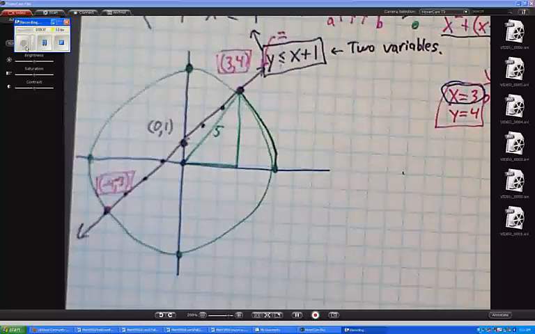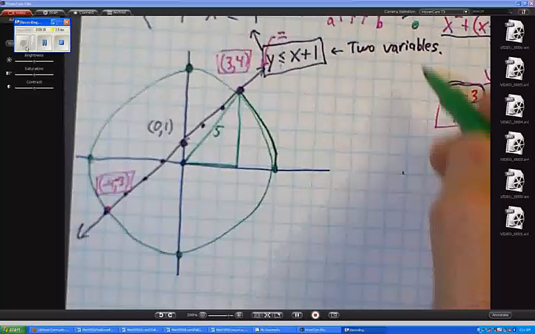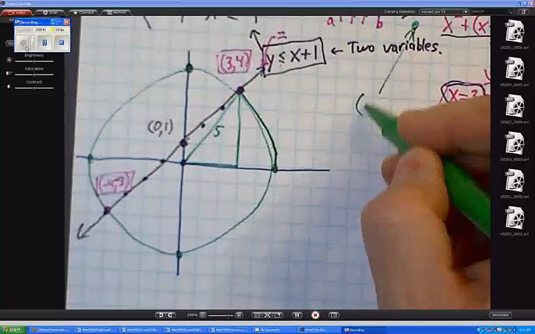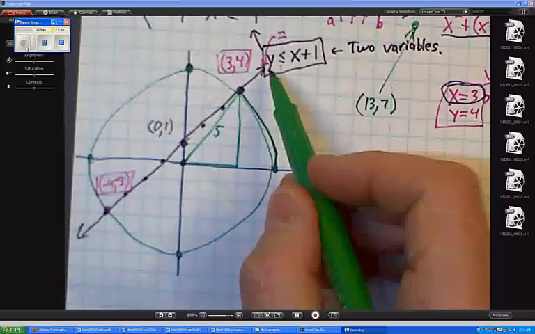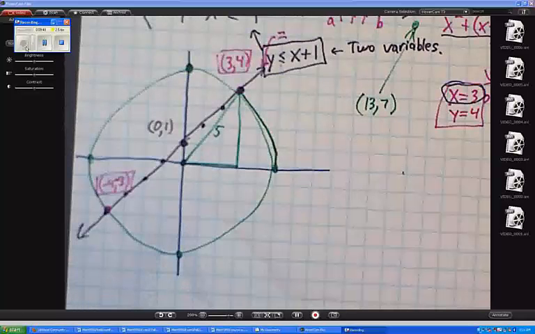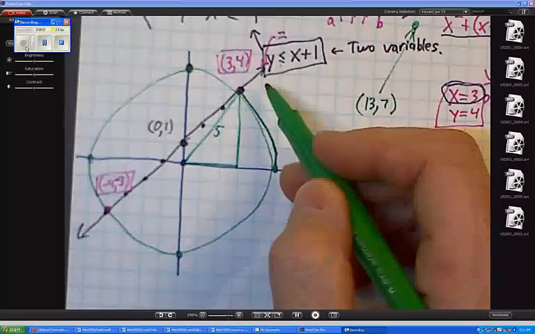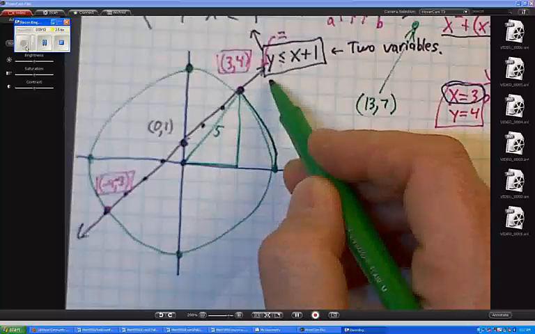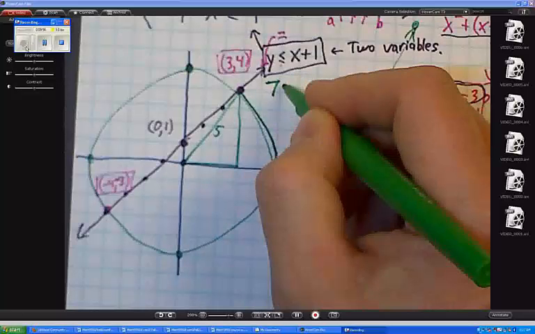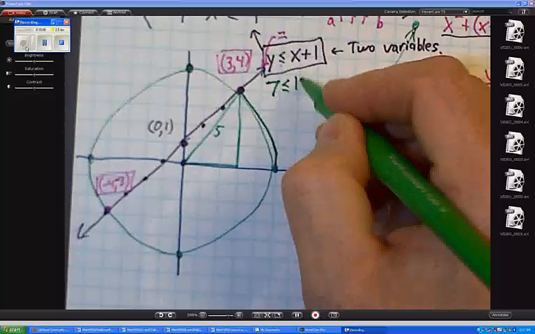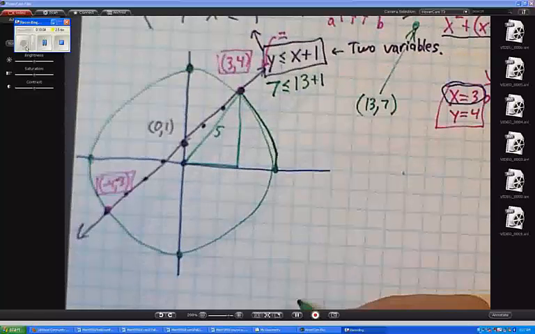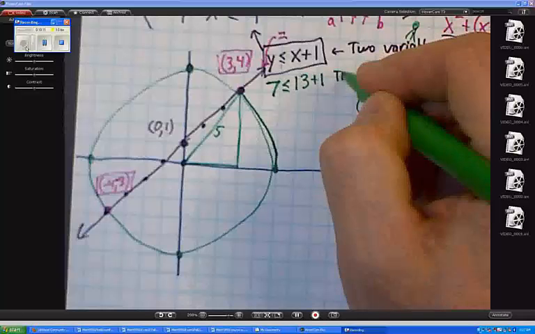I have a question. Is 13, 7 a solution to this inequality? Well, how do I check? Well, I put the numbers in for x and y. Where it says y, I'm going to write 7 is less than or equal to 13 plus 1. Is that true or false? Isn't that true? 7 is less than 14, so let's say that's true.